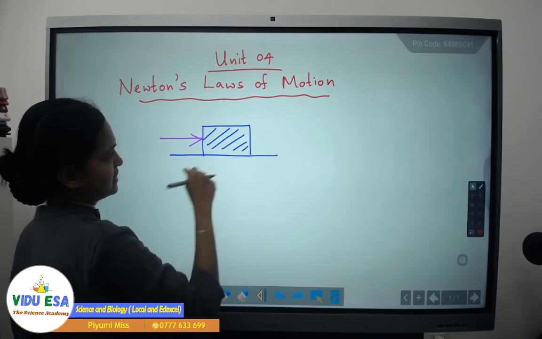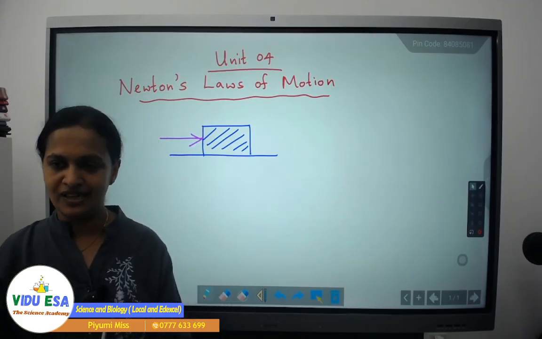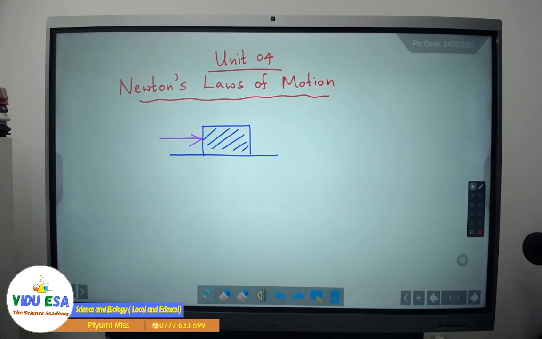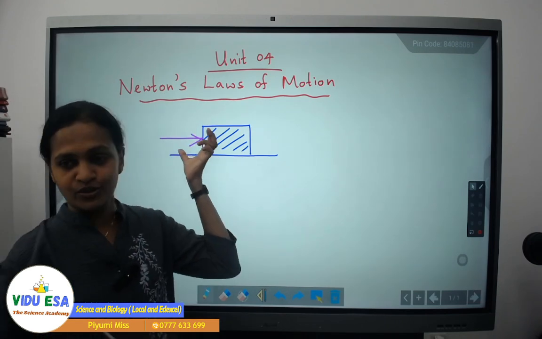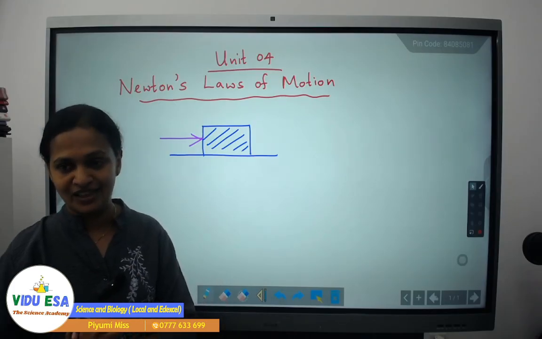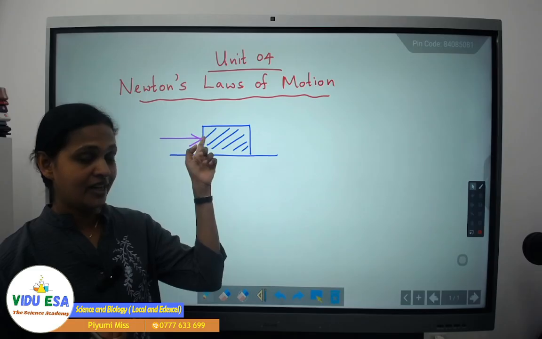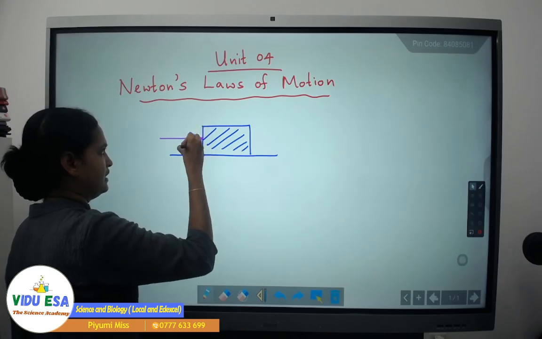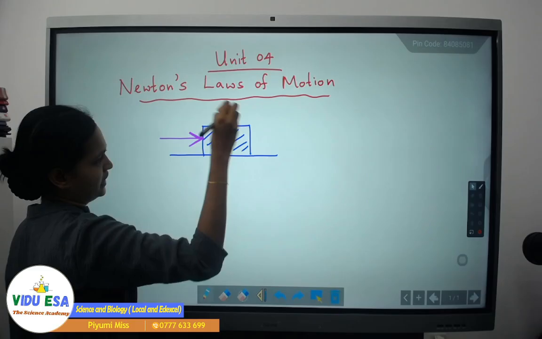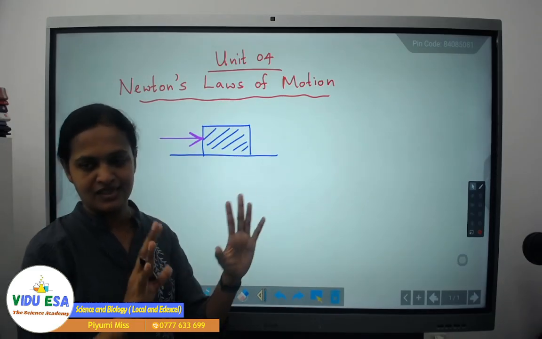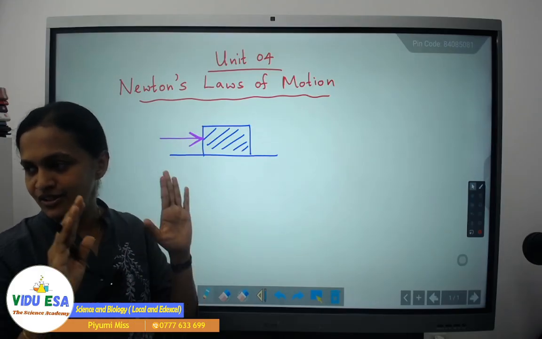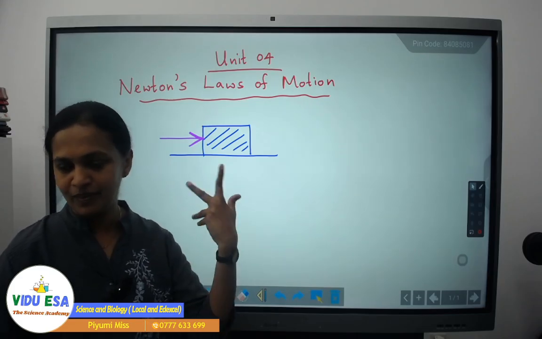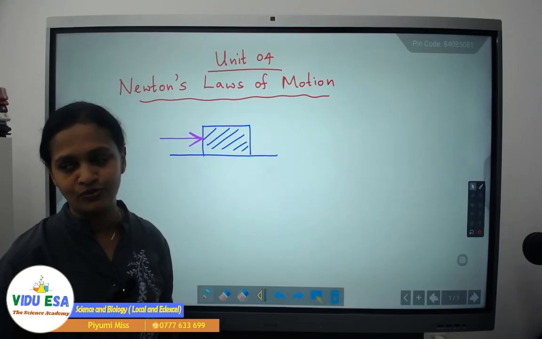Now there is a box resting on the ground. Then you know how to indicate a force. In grade 9 you have learned that the magnitude of the force is indicated by the length of the straight line, the arrowhead indicates the direction of the force applied, and this is what we call the point of application of the force. This is a very heavy box on the ground. So you are going to apply a force on it. Though you applied a force, the box does not move.